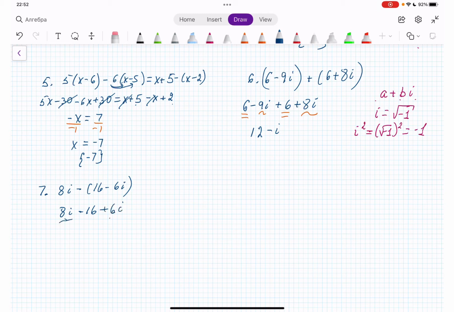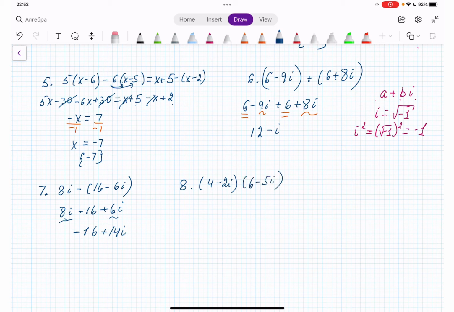So here we combine only 8i and 6i. So write it down in the format of a complex number, where first comes the real number, negative 16. And then 8i plus 6i is plus 14i. And that is the solution. Question number 8. We need to find the product. So what do we have? 4 minus 2i and then 6 minus 5i.